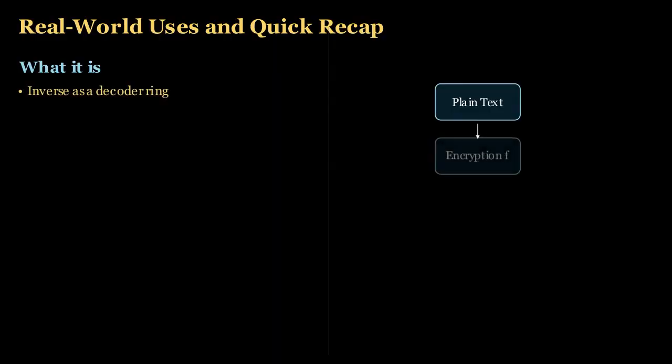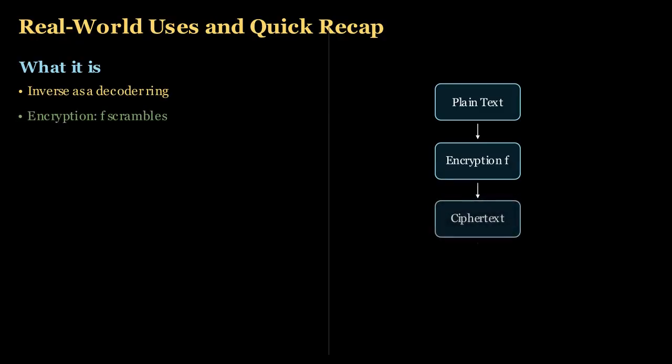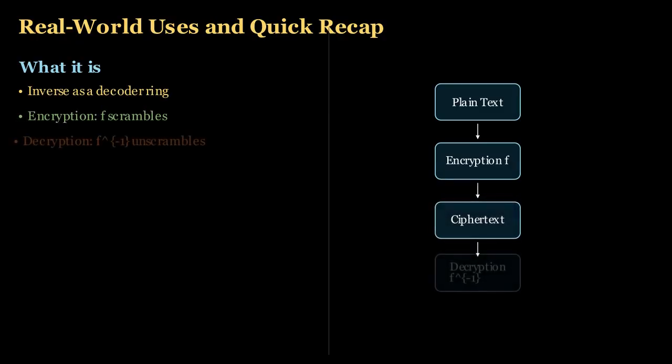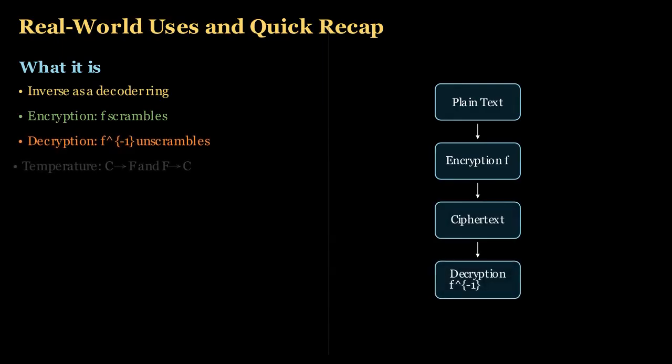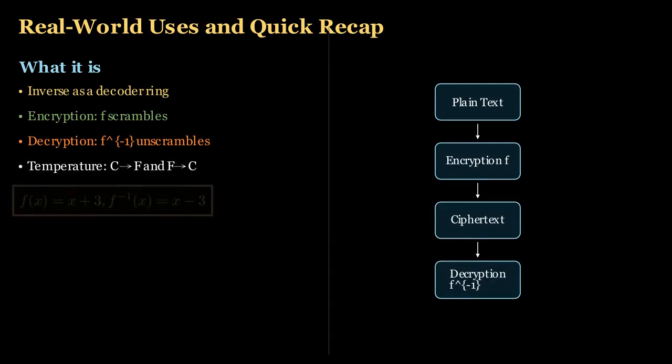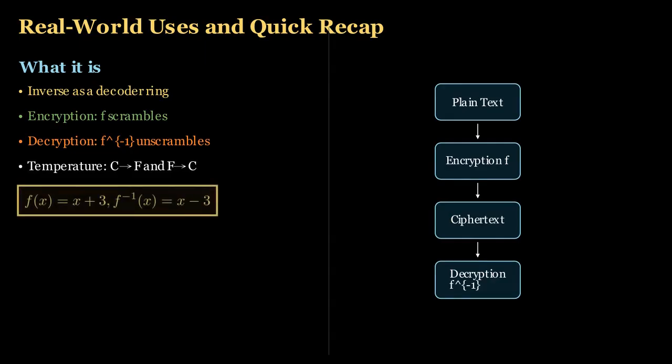Imagine you have a secret message and a special ring that scrambles each letter into a code. That scrambling is a function. The inverse function is the ring that turns the code back into the original message. In the real world, encryption is just a function that takes your plain text and turns it into gibberish. Decryption is its inverse, taking the gibberish and giving you back the plain text.